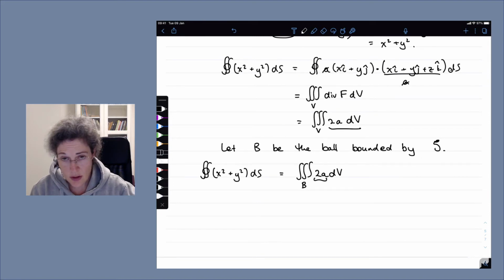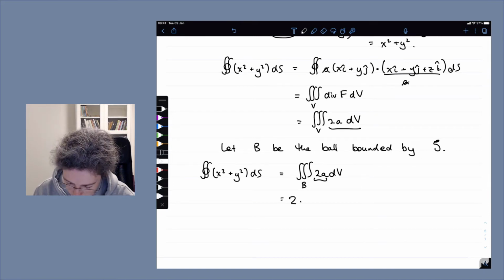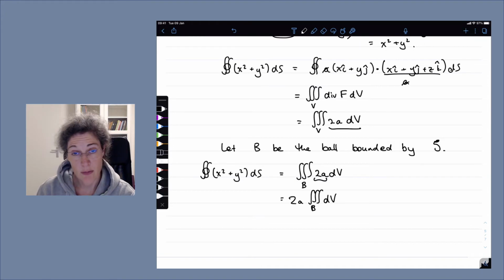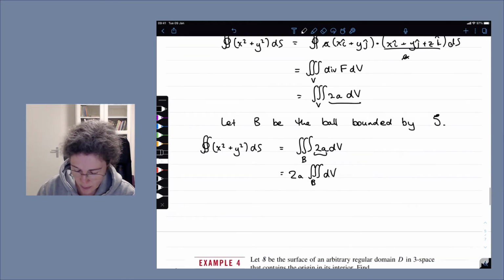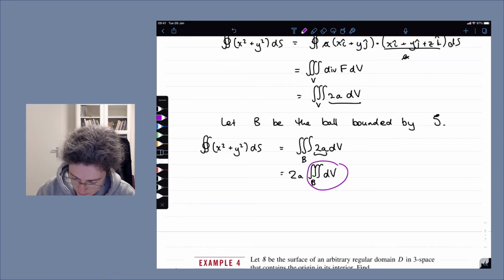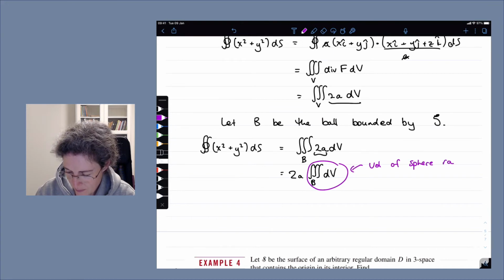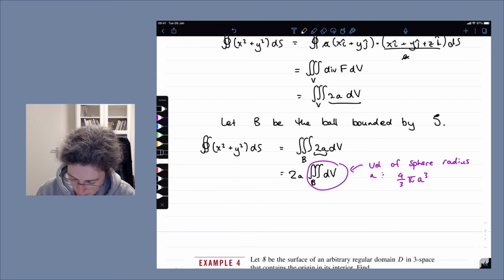But this is just a constant, so in fact that can come out. It's 2a, and so we've got the integral over the ball of just the volume. So all we want is the volume of that sphere, but we know what the volume of a sphere of radius a is. We know this from a long time ago, 4/3 pi a cubed. So plugging that all together, we end up with 8/3 pi a to the 4th.